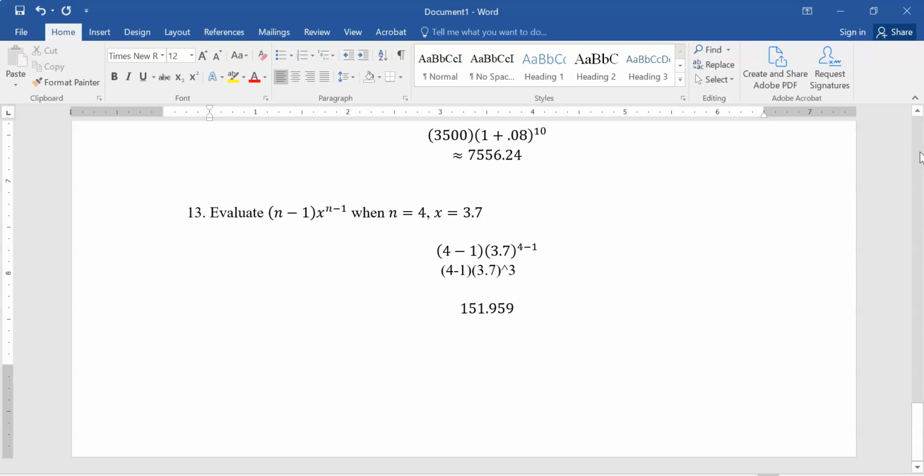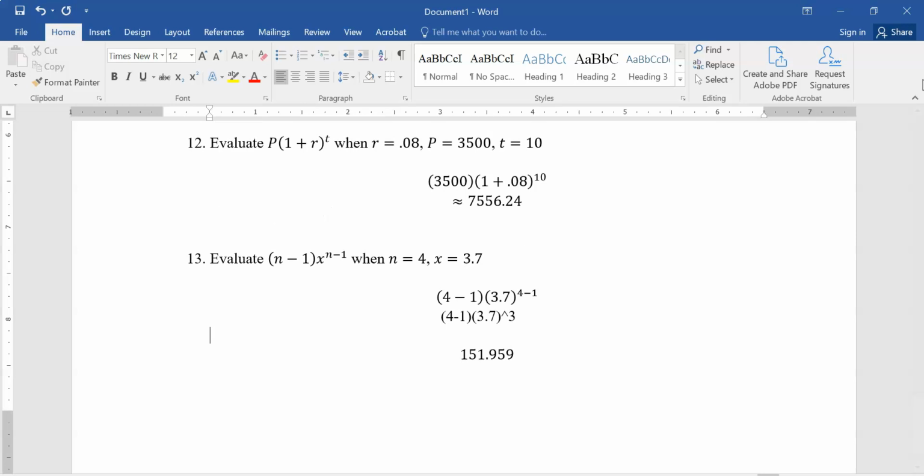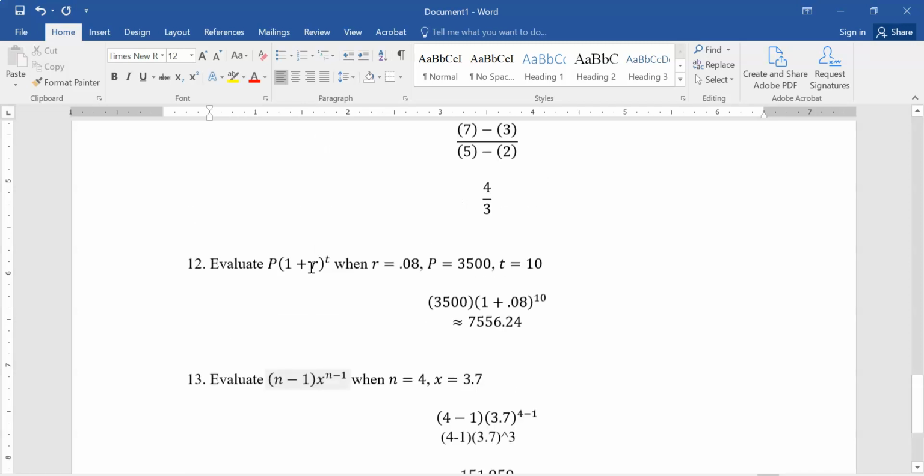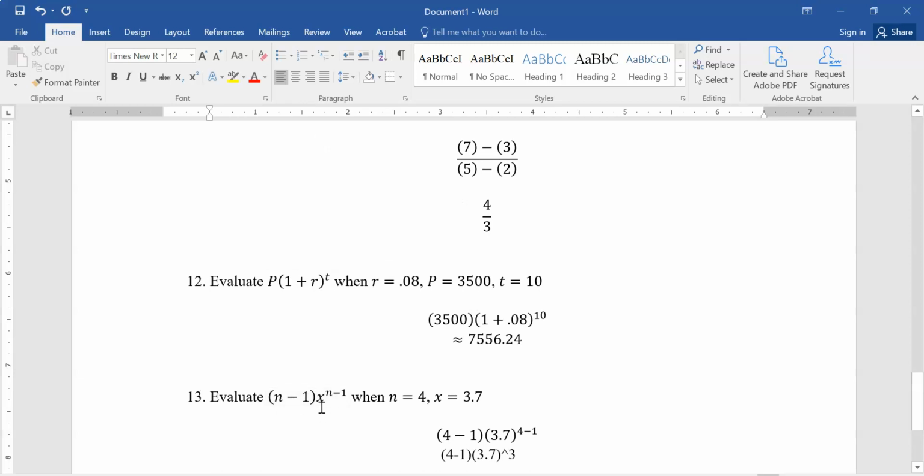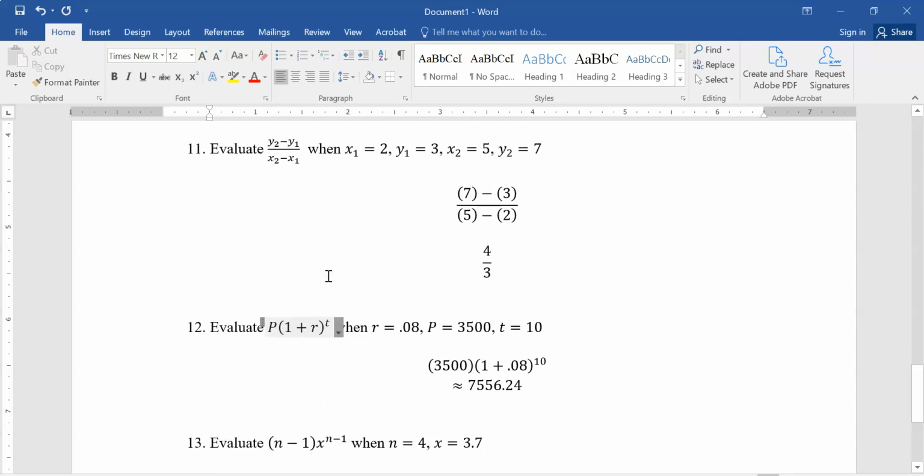By the way, all of these expressions that I've been dealing with here, like x to the n minus 1, you think, well, where does that ever come up? Well, if you ever go into calculus, you'll see some x to the n minus 1, although with a different coefficient when you're doing derivatives in calculus. P times 1 plus r to the t, that's a compound interest formula that you may see later on, not in this class, but later on in another math class.